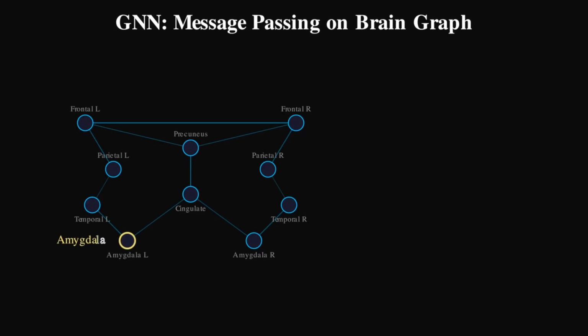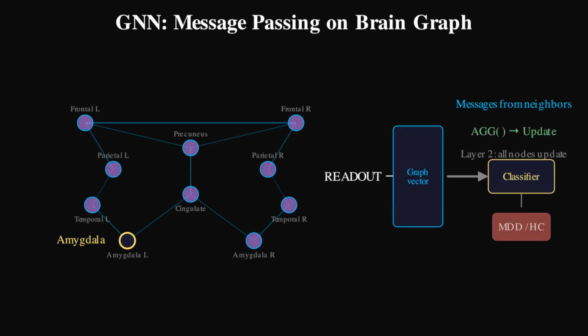Now, graph neural networks are really good at processing this kind of structured data. They pass messages between connected nodes, aggregate neighborhood information, and eventually output a classification. Is this person healthy, or do they have autism, depression, or ADHD? GNNs have been the go-to method, and they work, but they hit a wall.